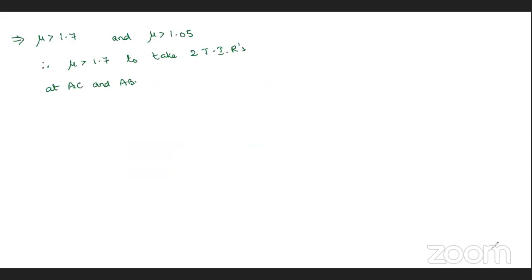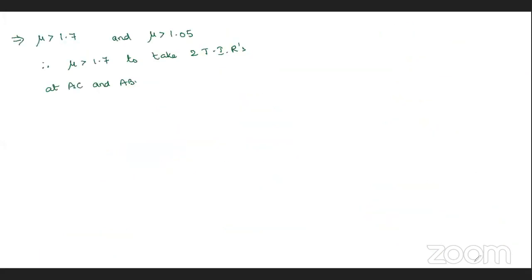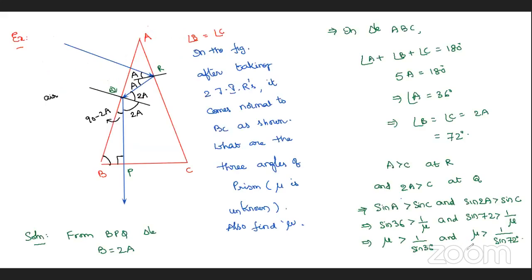Same question, suppose for your batch, instead of saying total internal reflection here, this side is silvered and takes only one total internal reflection. I think the method will be same. This side is silvered means here no need to say TIR. The angle of incidence is equal to angle of reflection, and there you are taking TIR only at one place, that is 2A. So again you will get mu is greater than 1.7 or 1.05. 1.7 కంటే ఎక్కువ.